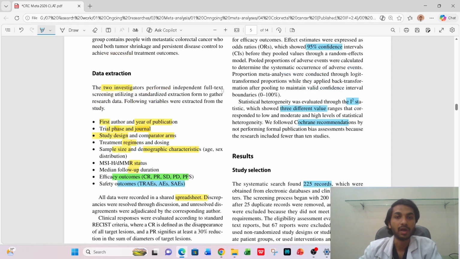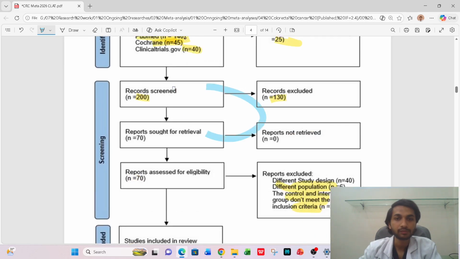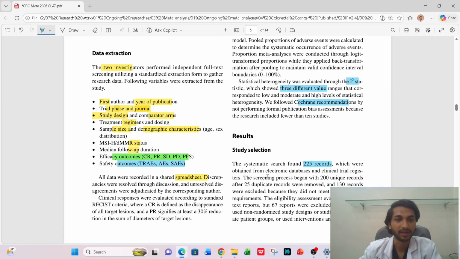and you have to include this Prisma flowchart here in the study selection. What you have mentioned, you can already write in words. It is very easy. Like here it is mentioned 225 records, out of them animal studies are removed, duplicates are removed, 40 duplicates are removed, and so on. After that the studies with the wrong population are removed. After that you get just 3 articles.